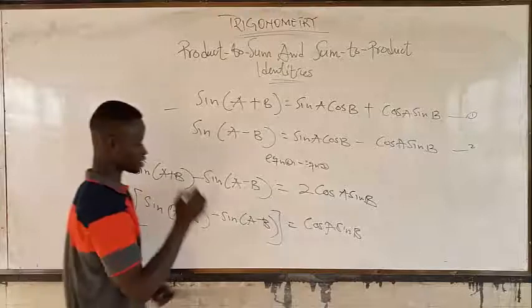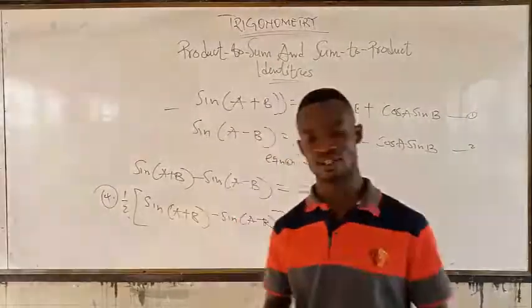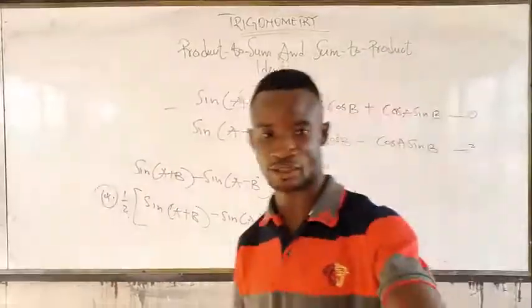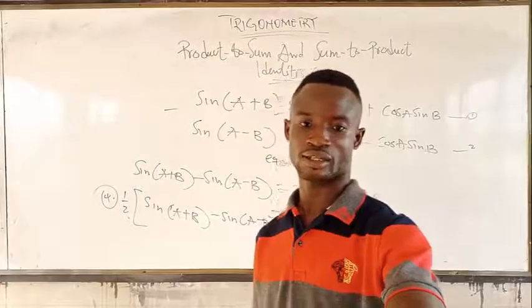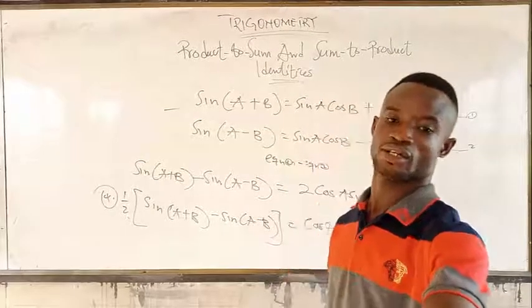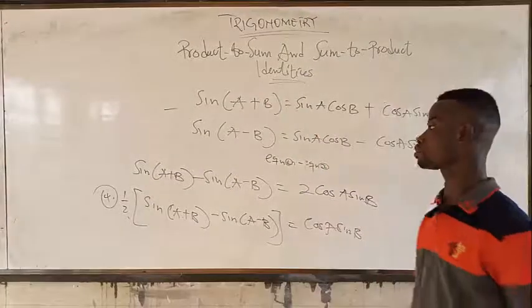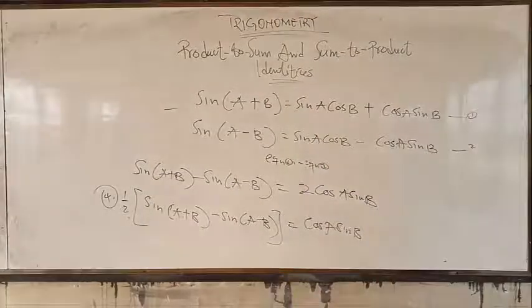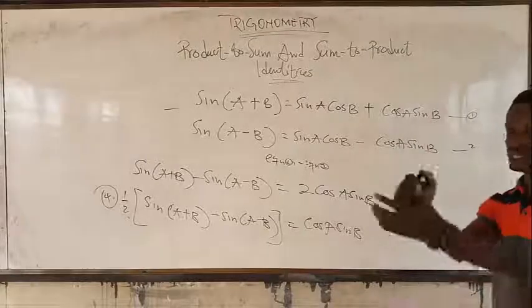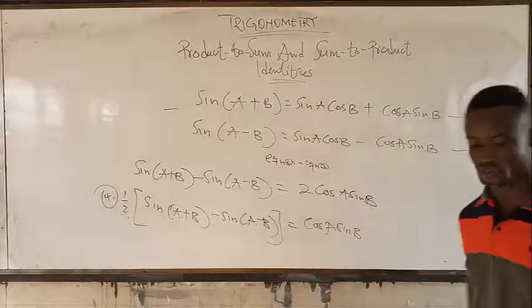Oh, I love this, my God. So that is all for that. So that is 4 identities here. Now let's look at some examples relating to these proofs.